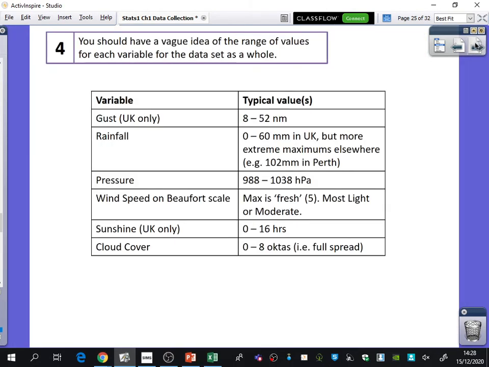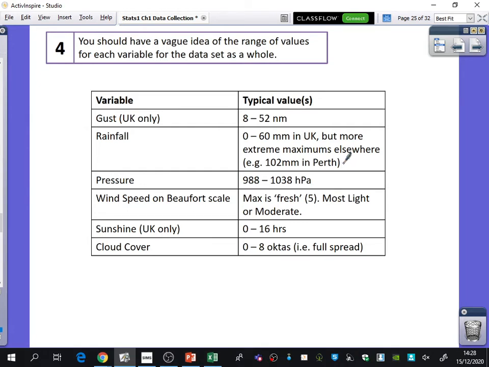Okay. The last thing is you need to have a vague idea of the range of values for each variable for the data set as a whole. So the typical values for gust, you'd expect between 0 and 52 nautical miles. The rainfall is between 0 and 60 millimetres in the UK, but you do get some more extreme maximums elsewhere. So in Perth, you can maybe have some really rainy times.